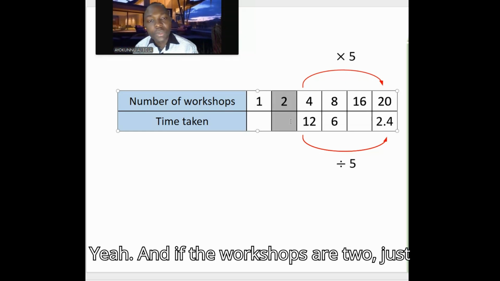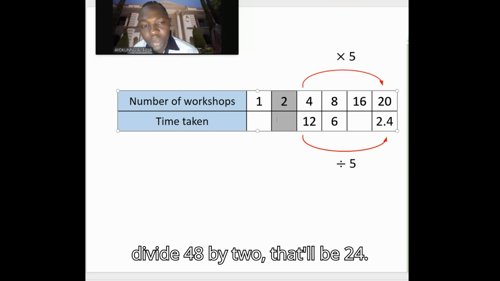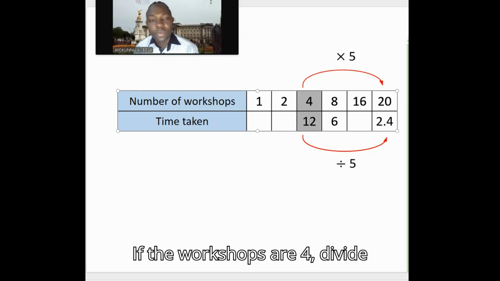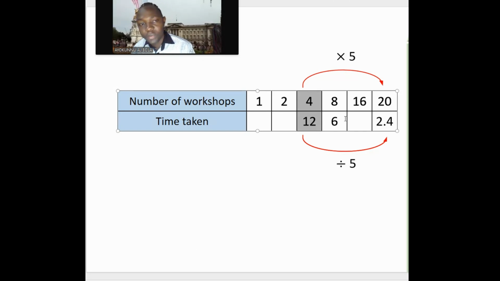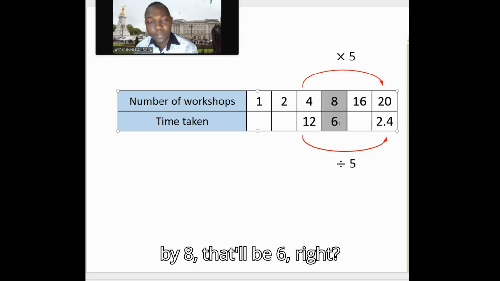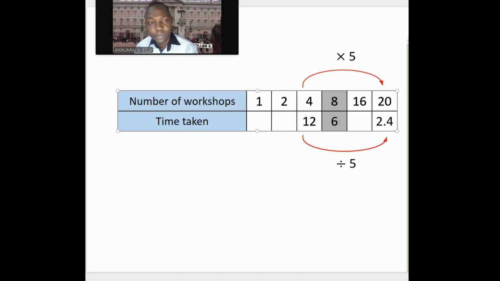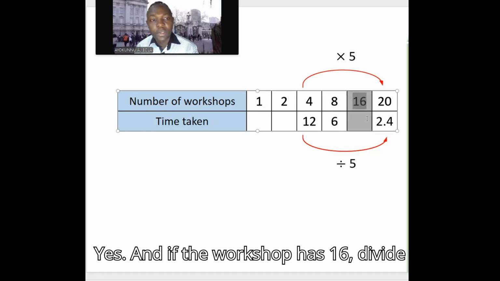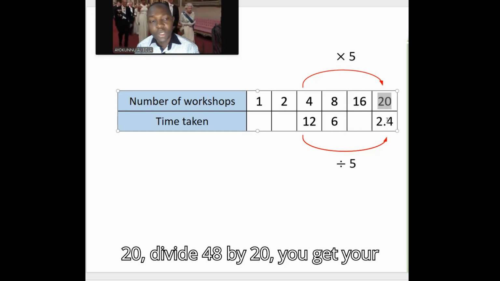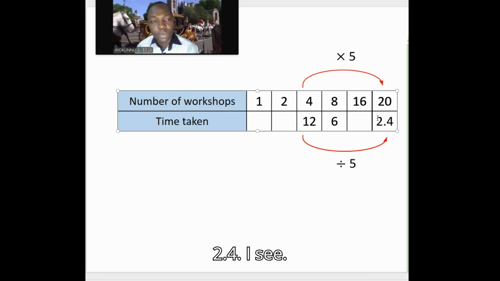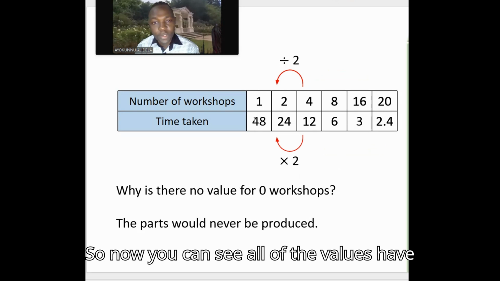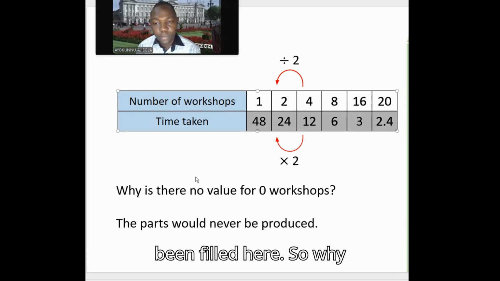If the workshops are 2, just divide 48 by 2. That'll be 24. If the workshops are 4, divide 48 by 4. That'll be 12. If the workshops are 8, divide 48 by 8. That'll be 6, right? And if the workshops are 16, divide 48 by 16, you get 3. So for 20, divide 48 by 20, you get your 2.4. You understand? So now you can see all of the values are being filled here.